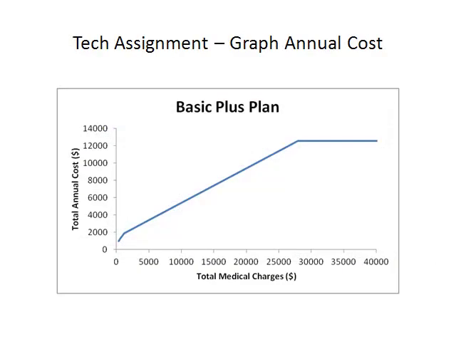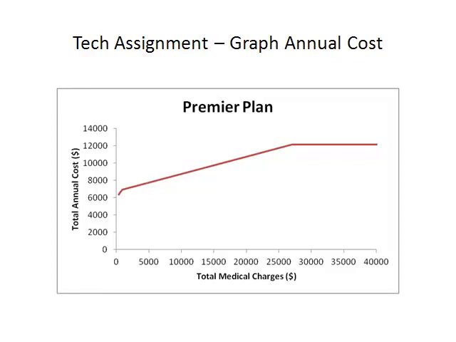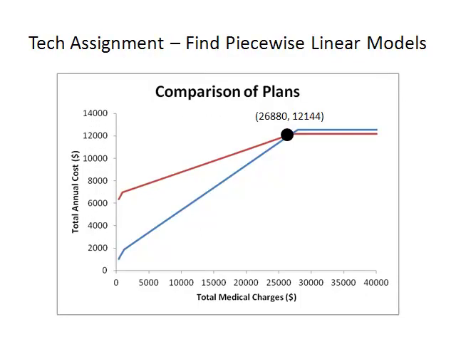In the third technology assignment, they learned how to graph the columns in the worksheet. I have them do this on two separate graphs since it's easier than trying to put the graphs all together at once. In the fourth technology assignment, they put the graphs together, find the piecewise functions, and locate the point of intersection.